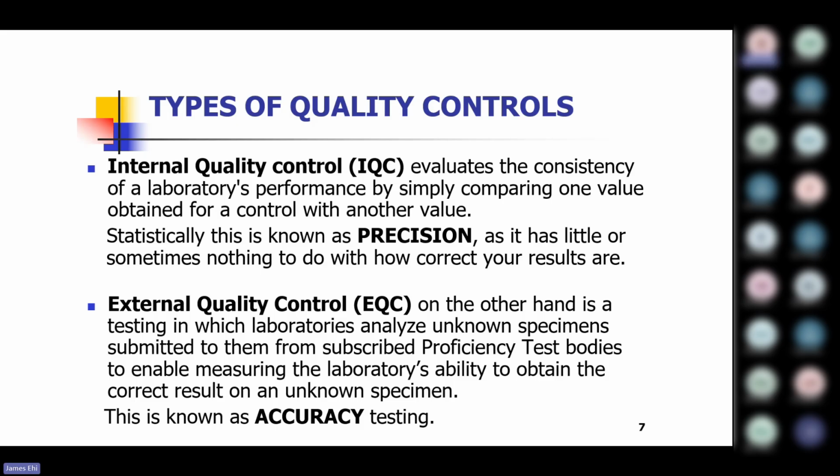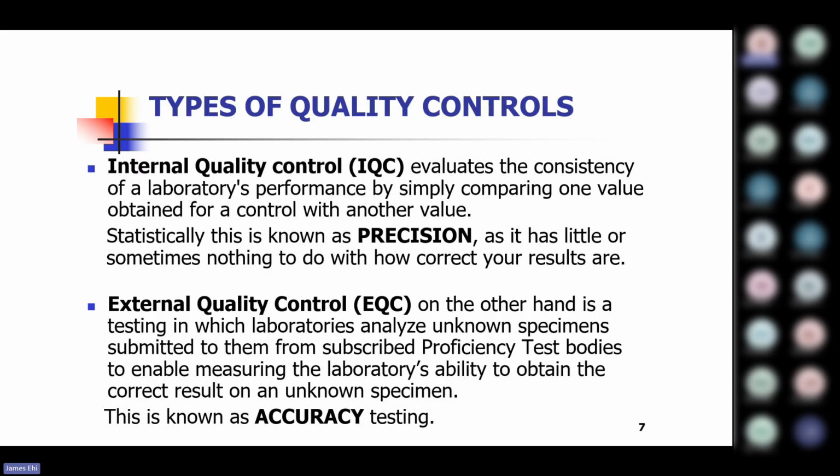Statistically, this is known as precision. It has little or sometimes nothing to do with how accurate your results are, because you could be precise and yet be precisely wrong. There's a common adage amongst the Yoruba. Somebody says, "My father's farm is big," because he has not been to other people's father's farm. You see, when you are evaluating yourself alone in internal quality control assessment, you may not know how good or how accurate you are until you subject yourself to an external assessment, and that is what proficiency test bodies provide.